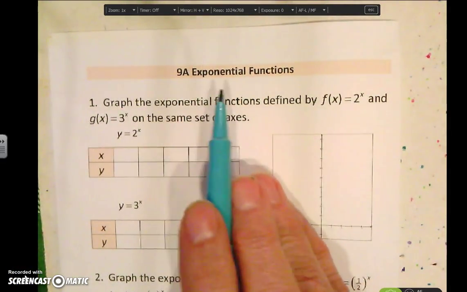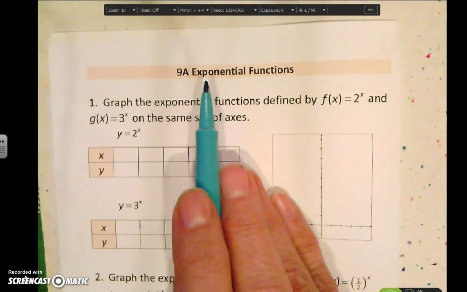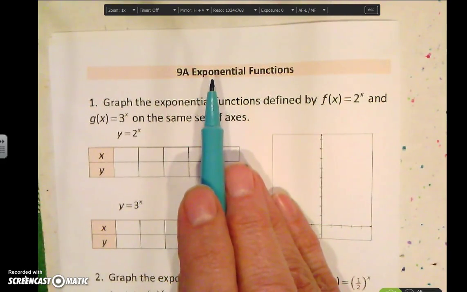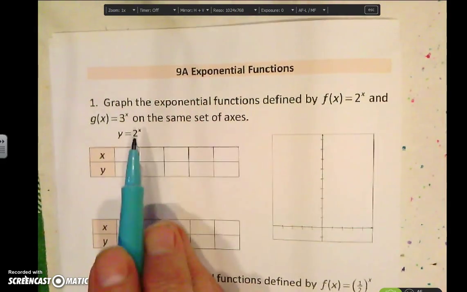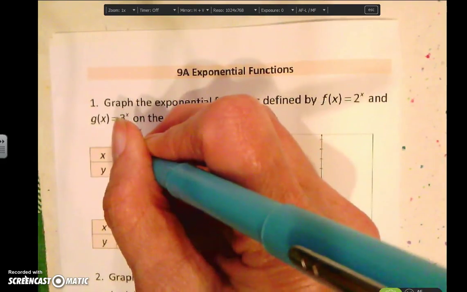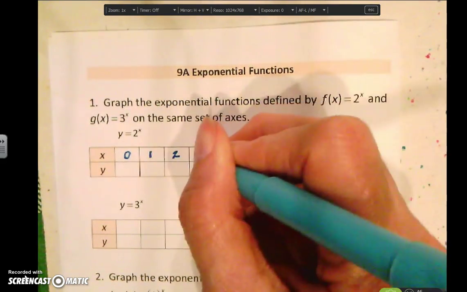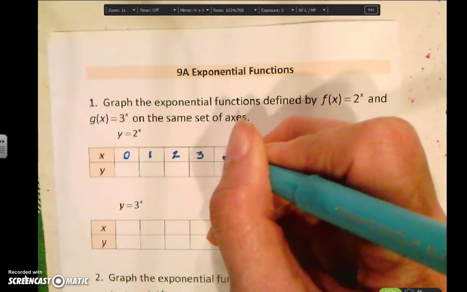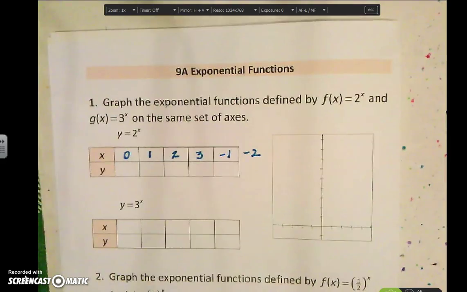In our 9A notes, we're going to talk about another group of our family of functions called exponential functions. We're just going to take a look at a couple of simple ones here and graph them. So I want to graph y equals 2 to the x. I'll start off and let x be 0, 1, 2, and 3. And then we'll also do -1, and then I'll fill in a spot there for -2.